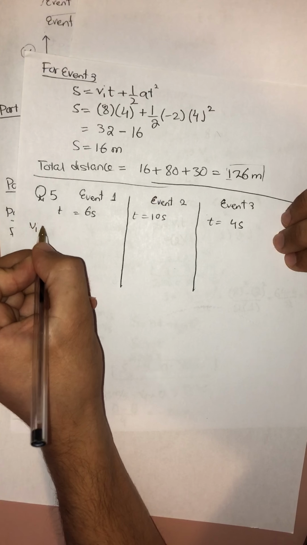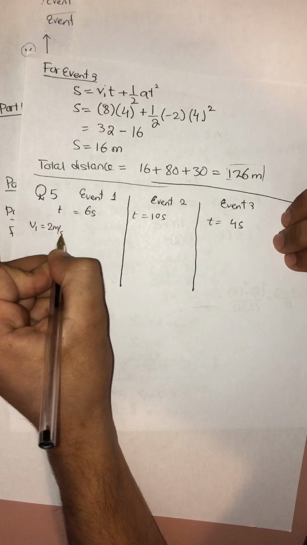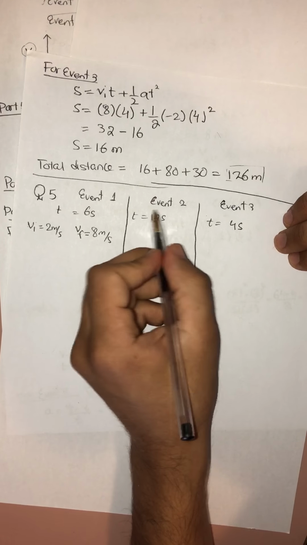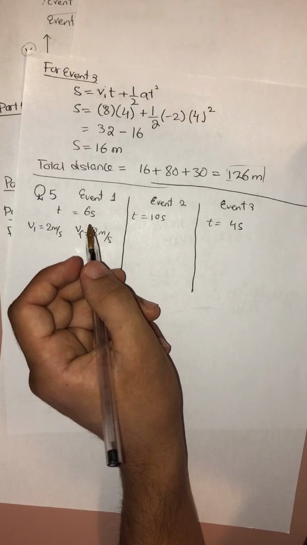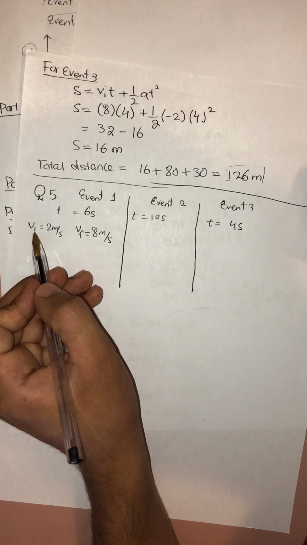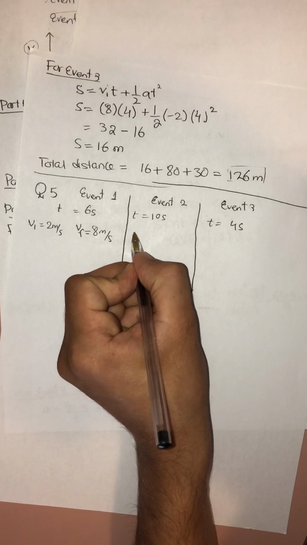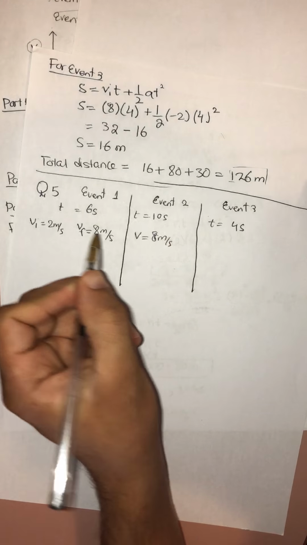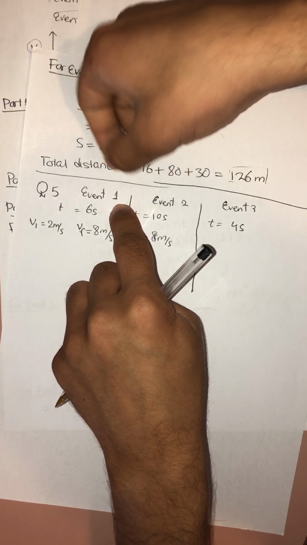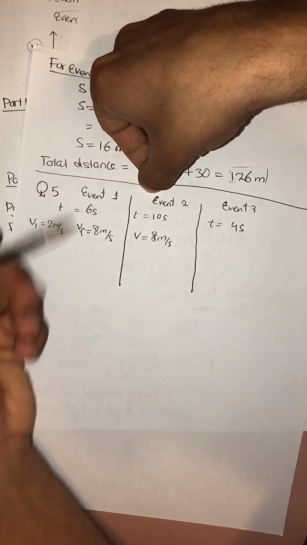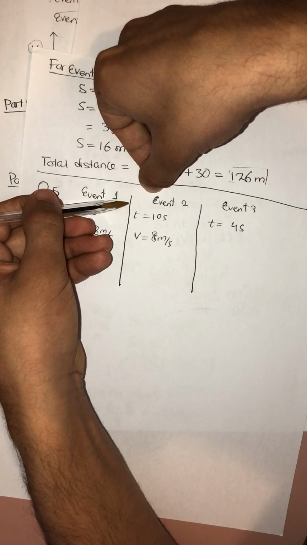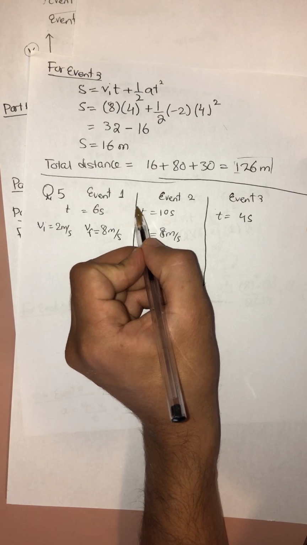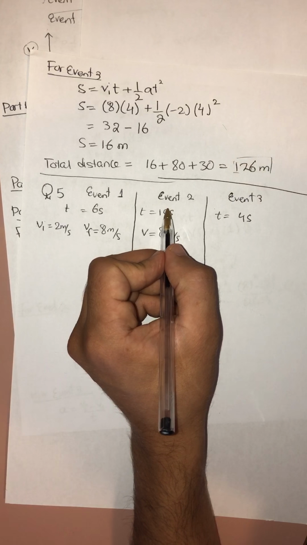The initial velocity of the first event is 2 meter per second. The final velocity of the first event is 8 meter per second. In event 2, since the velocity is not changing, we can take the initial and final velocity to be the same. So we will say the velocity is 8 meter per second, because we have said earlier that the final velocity of event 1 is the initial velocity of event 2, because when you finish event 1 you enter into event 2.